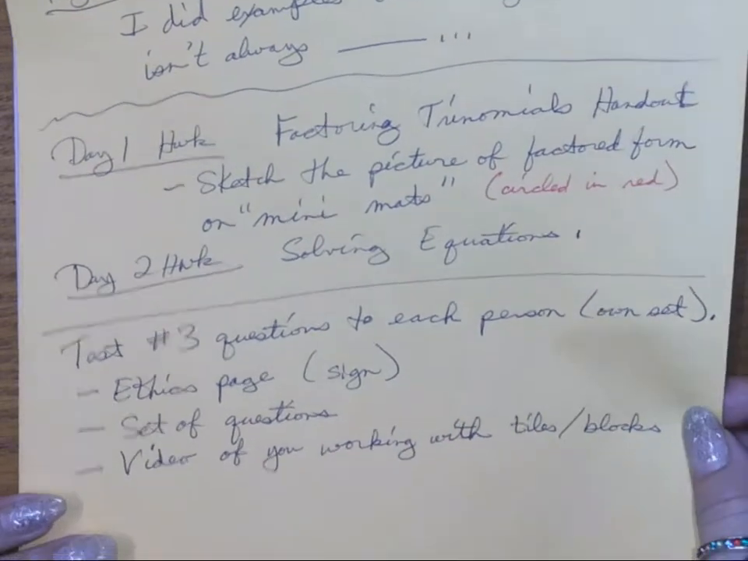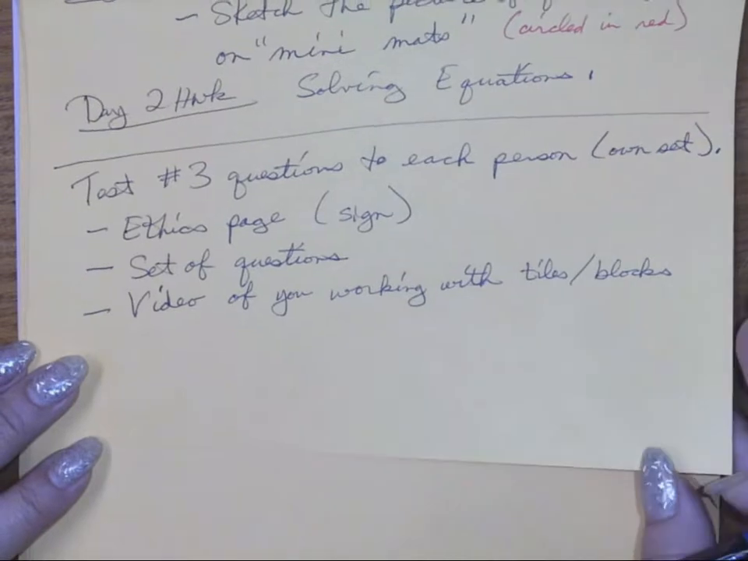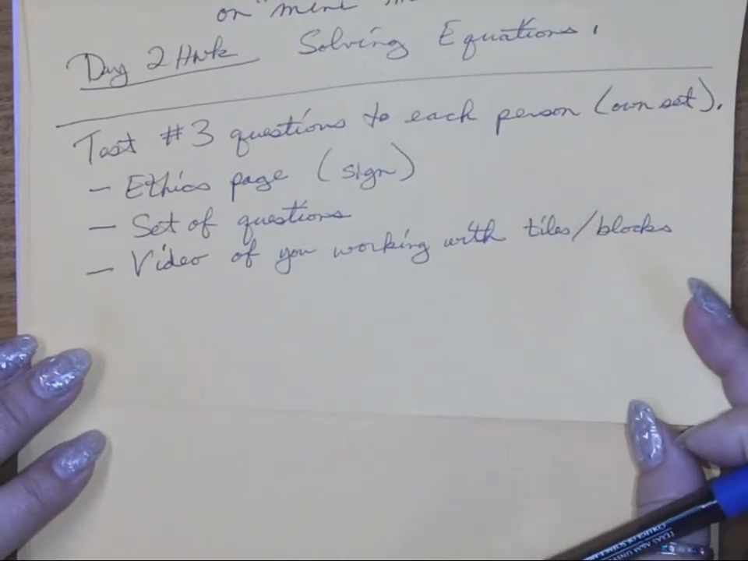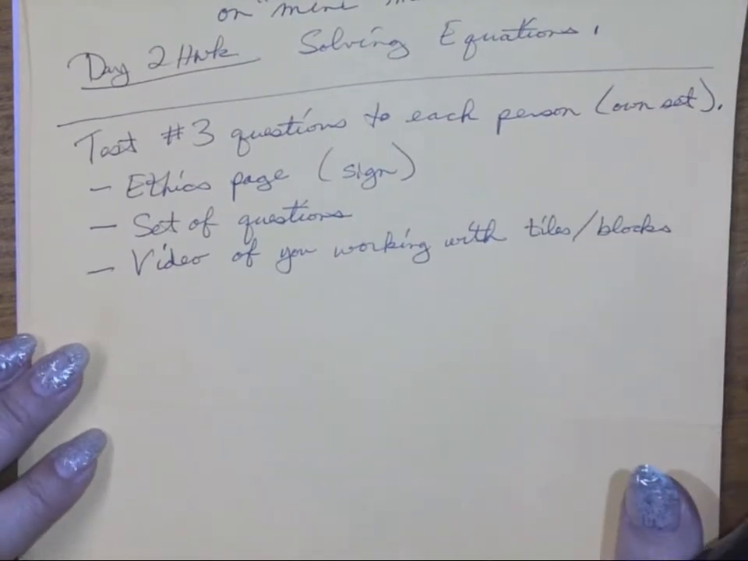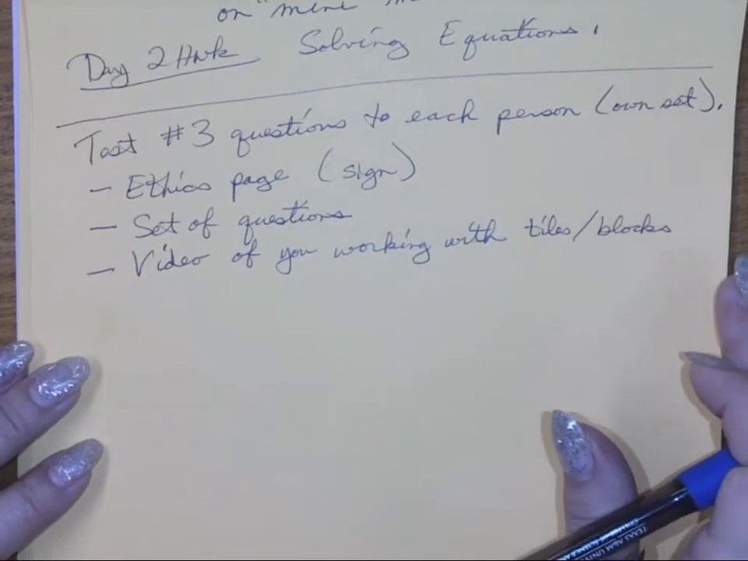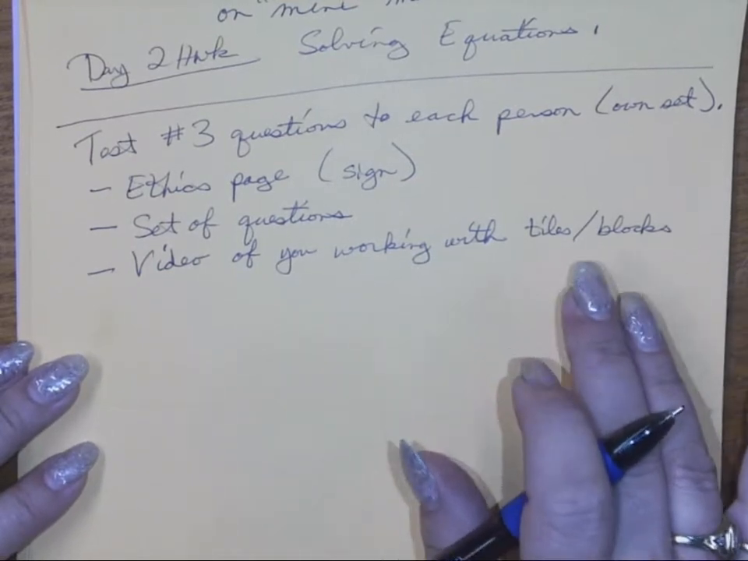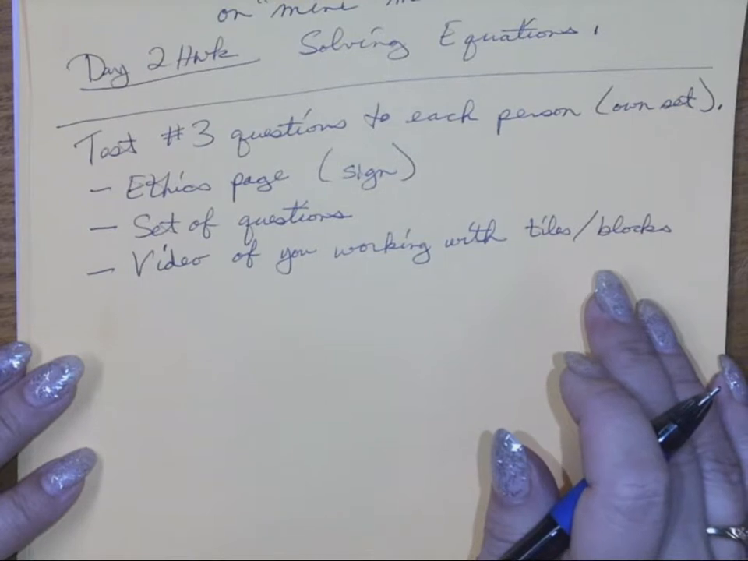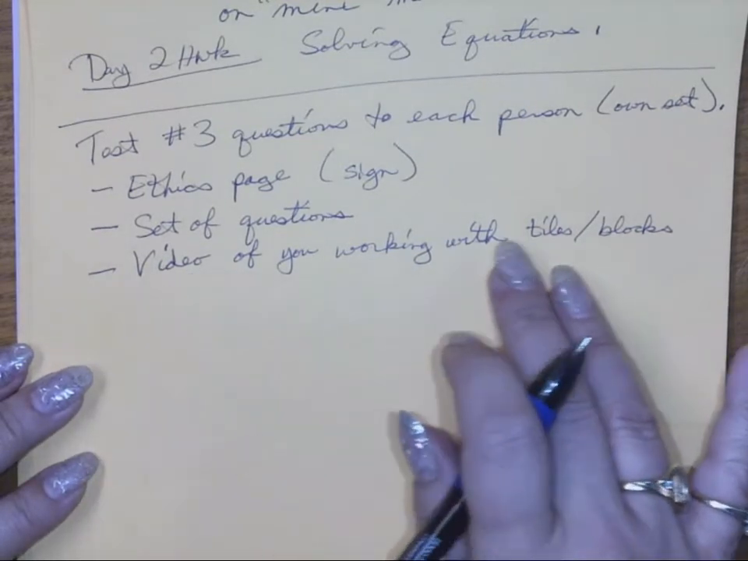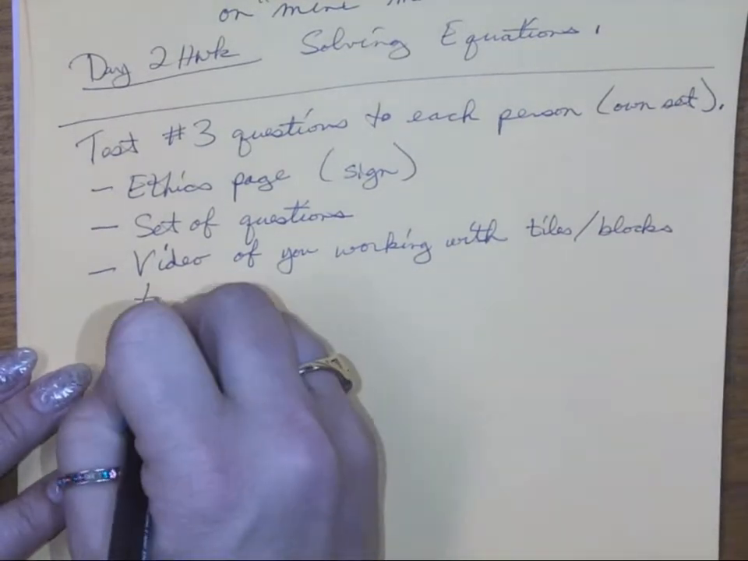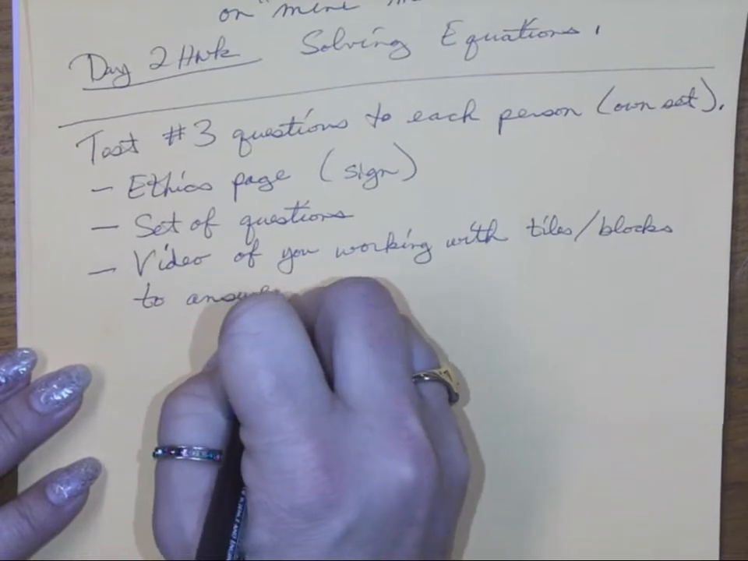There will not be any reason to go three-dimensional. So if you just have a set of algebra tiles, that's fine. It's going to work out just fine. Okay, everything will be X's and X squares and unit numbers. There will not be any X cubes or craziness like that. Okay, so a video of you working with the tiles and the blocks to answer the questions.